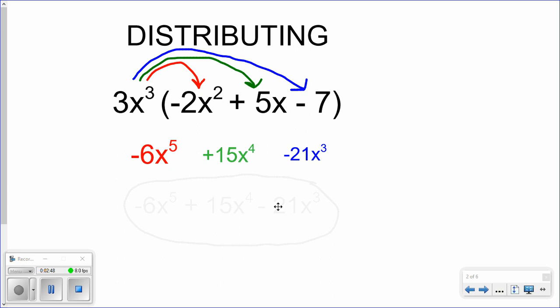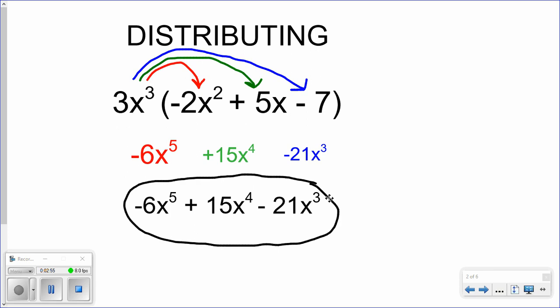So that means I can just put it all together. So I have negative 6x to the 5th plus 15x to the 4th minus 21x to the 3rd. And that's my final answer. Just multiplying it together.